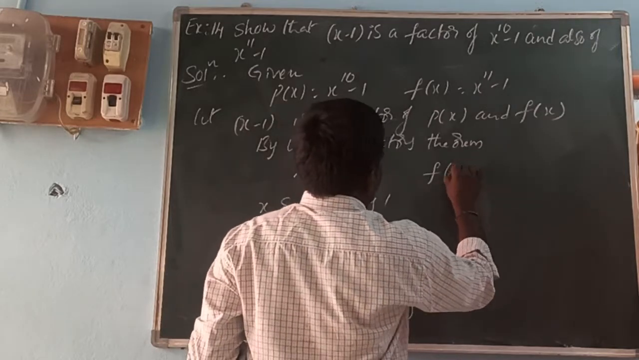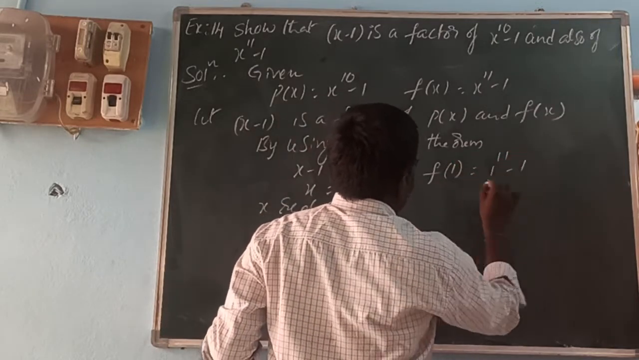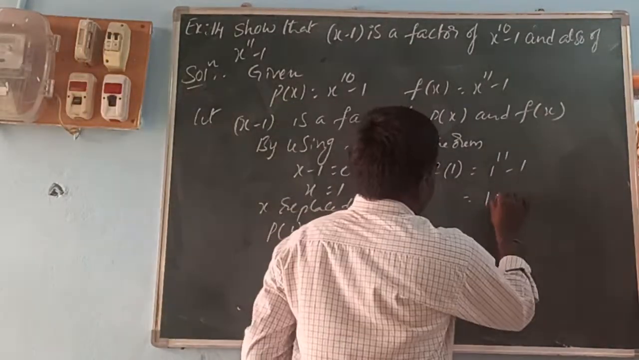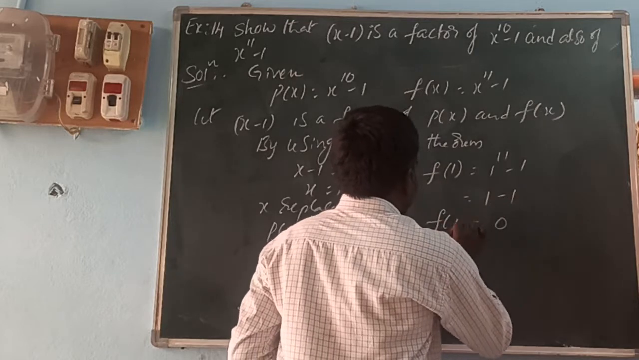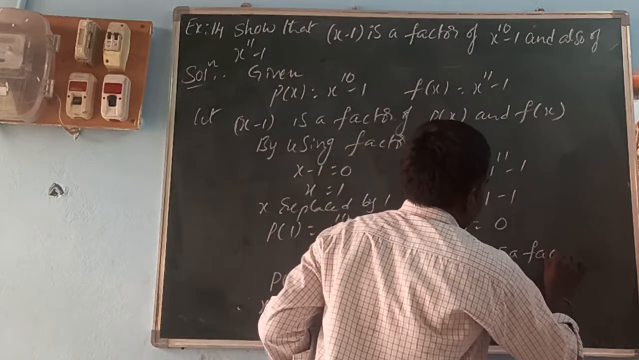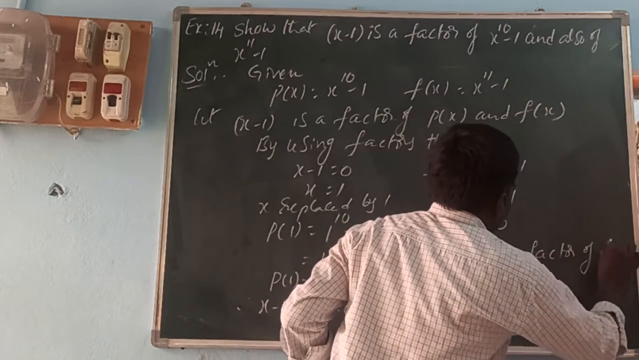Same for f of x. Here f of 1 is equal to 1 power 11 minus 1. So 1 multiplied 11 times, you can get 1. So that is here 1 minus 1, you can get 0. F of 1 is equal to 0. So therefore x minus 1 is a factor of x power 11 minus 1.